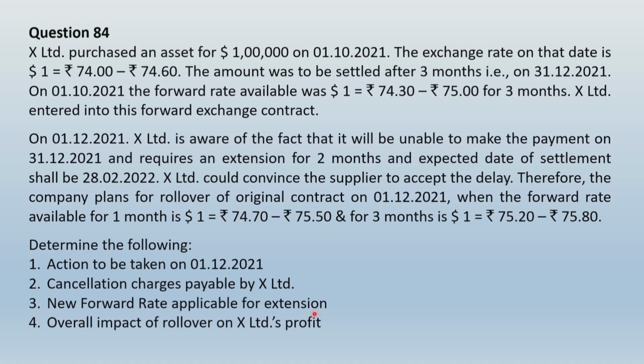And the last line, what they are asking is the overall impact of rollover on X Limited's profit. 75.80, when you consider this as your new contracted forward rate, it will create your obligation at 1 lakh multiplied by 75.80, that will be rupees 75 lakh 80,000, whereas your original obligation was at the rate of 75. So your obligation is increasing from rupees 75 lakhs to 75 lakh 80,000. So the increase in your obligation is by 80,000. That 80,000 will cause a reduction in your profit, and even the cancellation charge of 30,000 will cause a reduction in your profit. So the overall impact on X Limited's profit will be 30,000 plus 80,000, that will be 1 lakh 10,000. Let us look into how to present your answer over here.